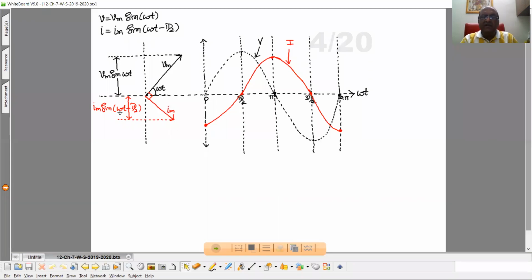So now with the help of this phasor, you will get voltage and current at any instant. Clear to all of you? Any doubt in this one?